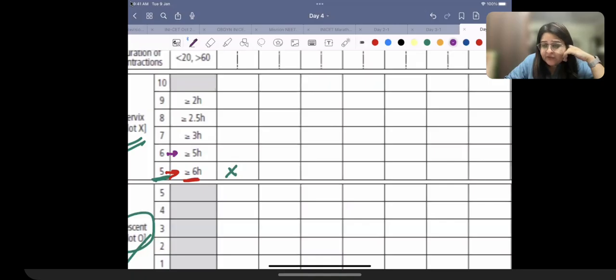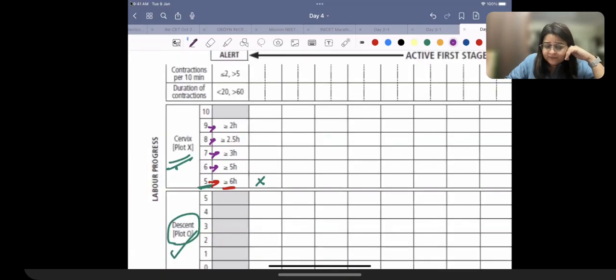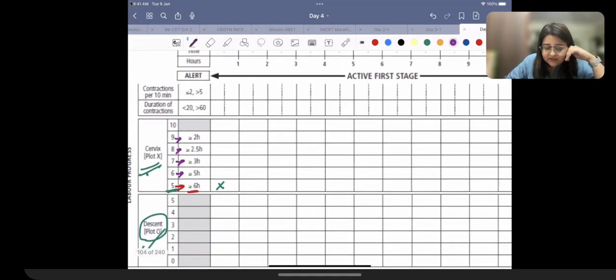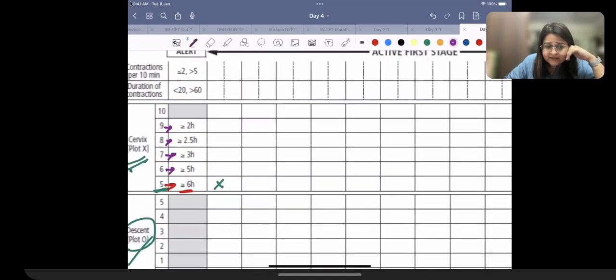At 6 centimeters you can wait for 5 hours. At 7 centimeters you can wait for 3 hours. At 8 centimeters you can wait for 2.5 hours. And at 9 centimeters you can wait for 2 hours. Okay, so these are the upper limits of cervical dilatation. This is how long you can wait. So this is the cervical dilatation and the alert levels.